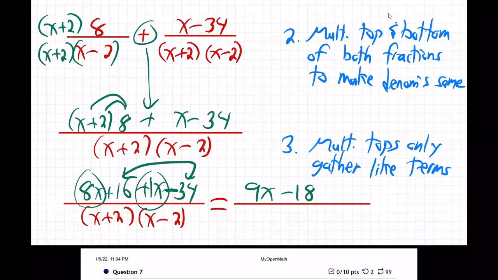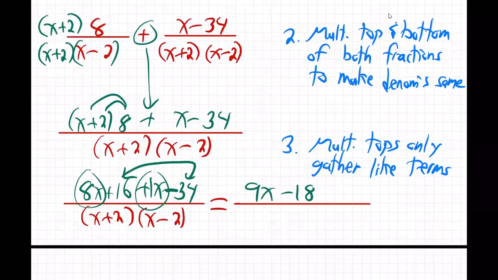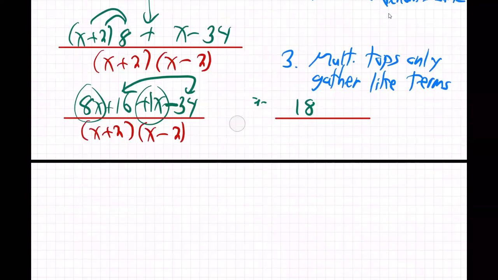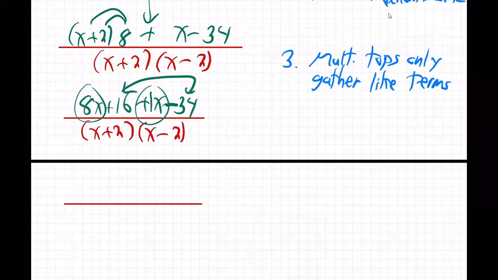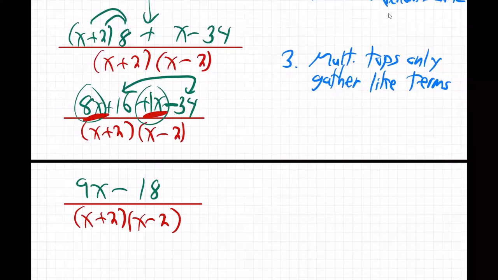Oh, we're going to have another step here. Okay, yeah. Let me go to another page. Let me bring it down vertically. Yeah, this one is going to have one more step. This is a good one. So in the top, we're going to have 9x minus 18. See what happened there, right? Just the 8x and the 1x made 9x, and plus 16 minus 34, just use your calculator. It came out minus 18.